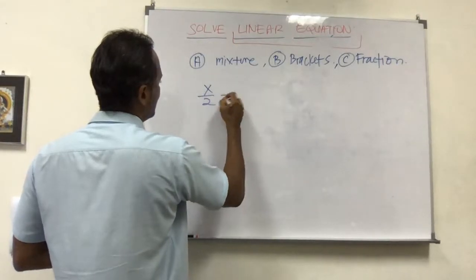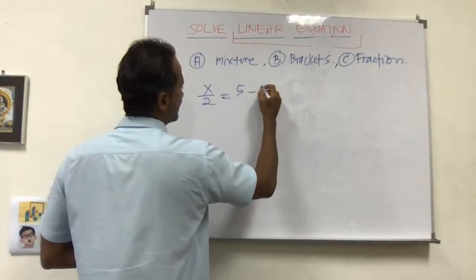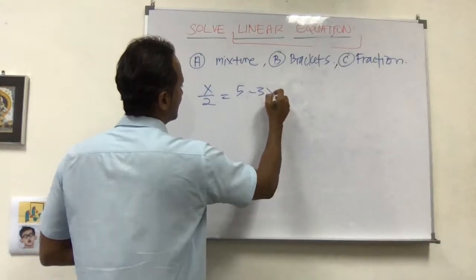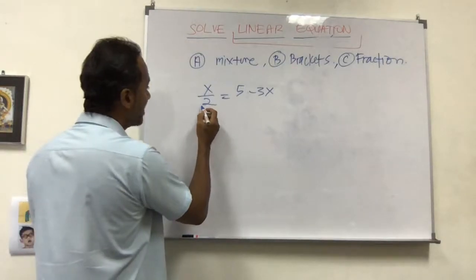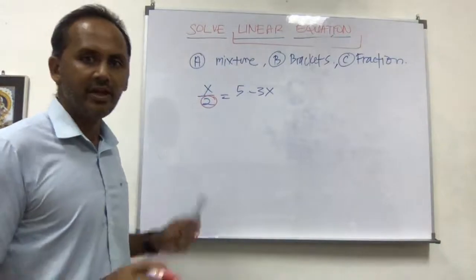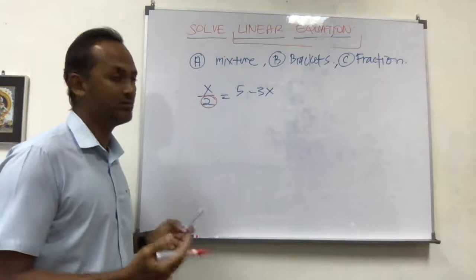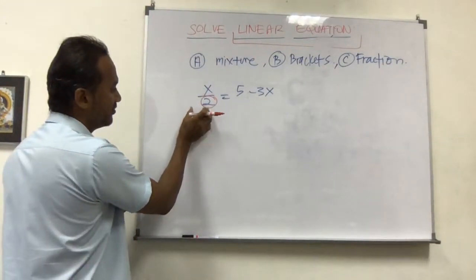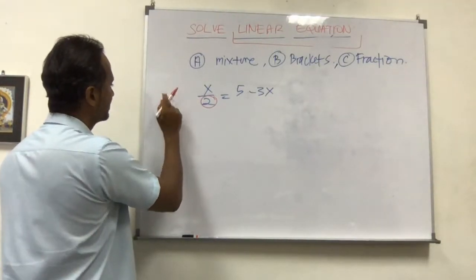x over 2 equals 5 minus 3x, for example. Okay, there you go. So now you see there is a fraction here. So again, just like what we did with brackets, we need to get rid of the fraction. How do you do that? This is just basically x divided by 2. In order to remove this, we just have to multiply by 2. So we multiply by 2.